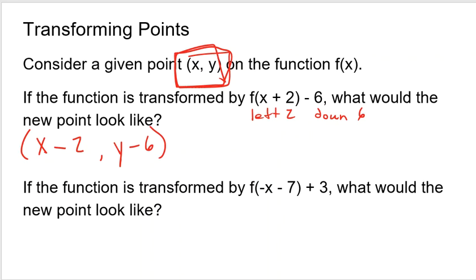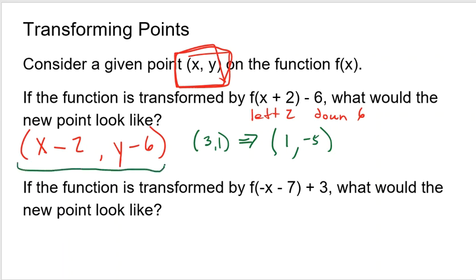So if I said, what about the point 3 comma 1? If you follow the transformation, what's the new point? Well, 3 minus 2 is 1. 1 minus 6 is -5. So the new point is 1 comma -5. And again, I'm just following what we wrote right here.